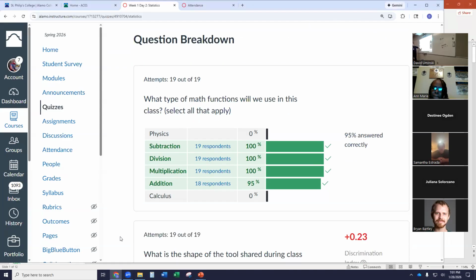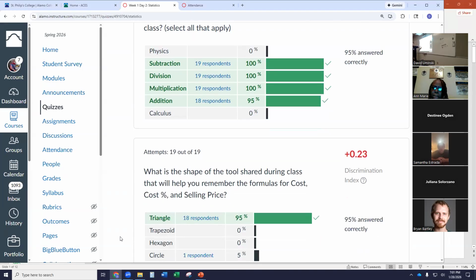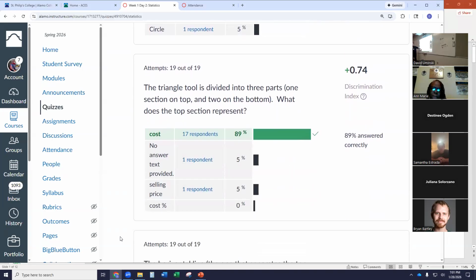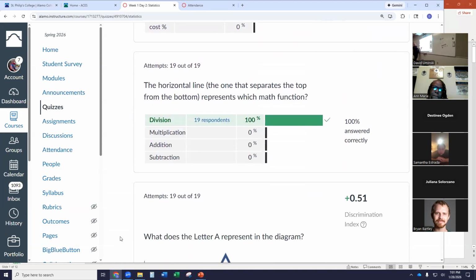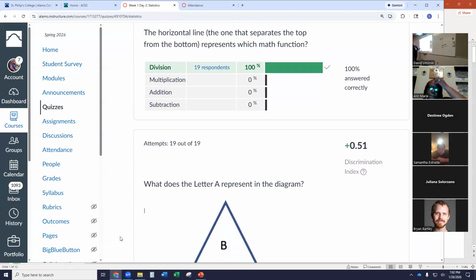All right. So basically, we're doing those four mathematical functions. It is the triangle we talked about. We'll talk about this a little bit more in class today, but the tool is divided into three parts: one on the top and two on the bottom. The top represents the cost. The horizontal line that separates the top of the triangle from the bottom is that division.